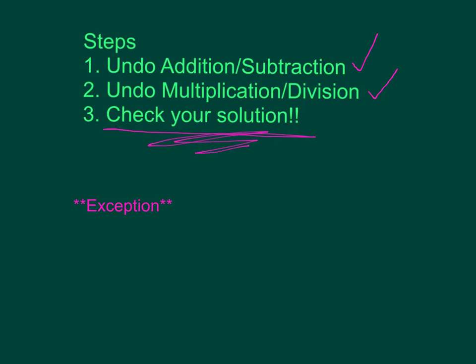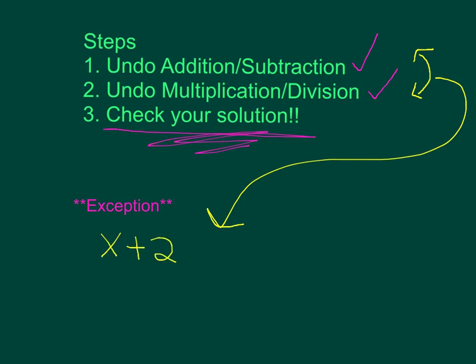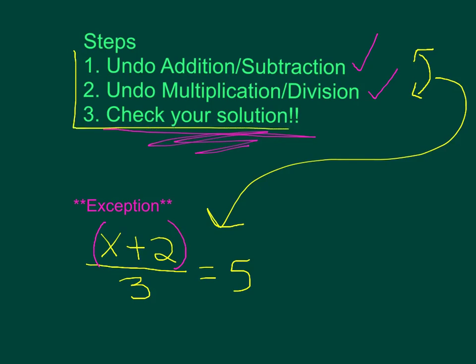But I do want to note there is one exception in which these steps are actually reversed, and that is when you have an example like this, and I will show you how to do this type of problem later on in this lesson. X plus 2 divided by 3 equals 5. So if you have an addition within a fraction, you actually will flip these steps. But 9 times out of 10, you're following these steps in that exact order.